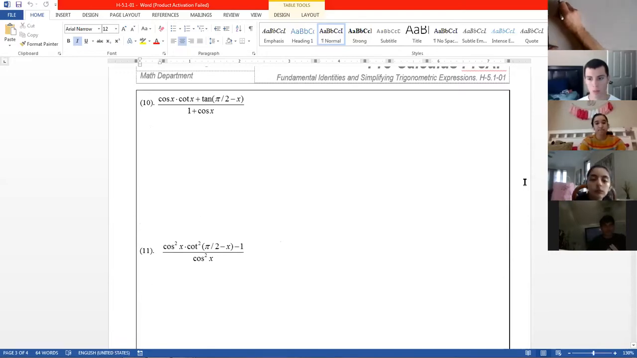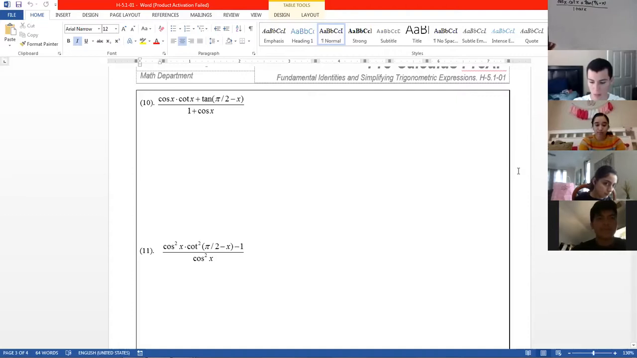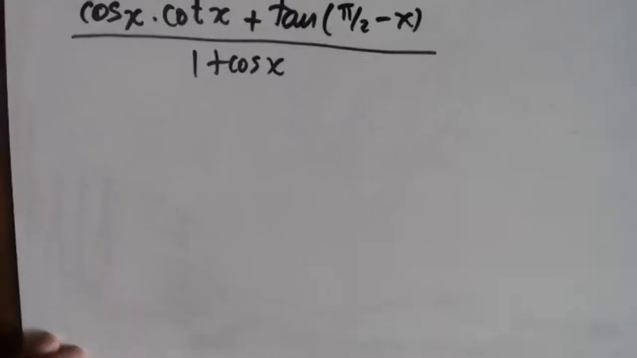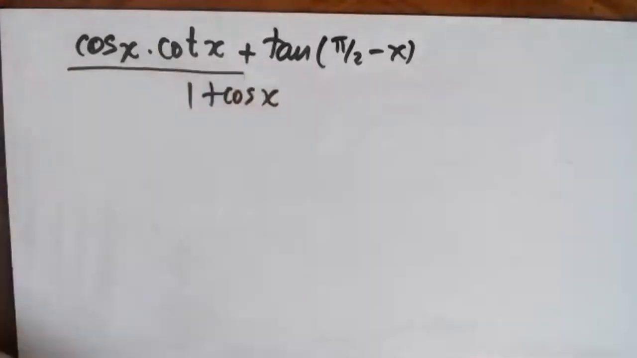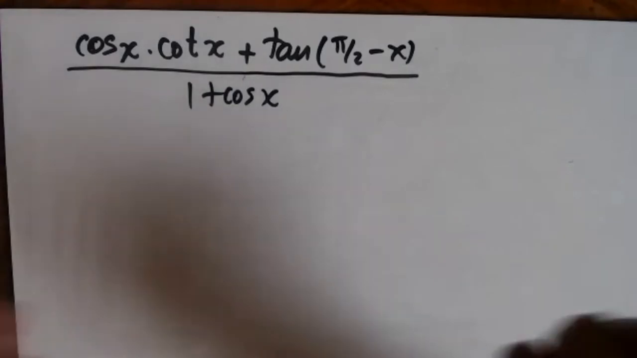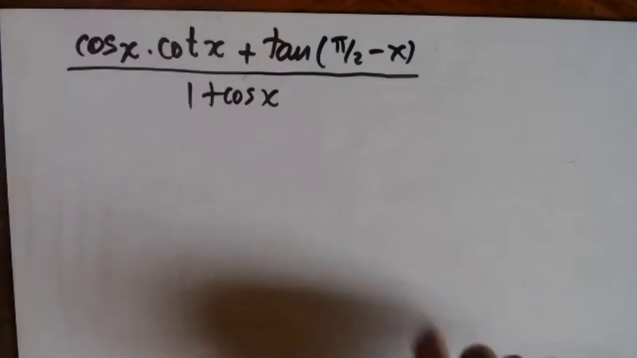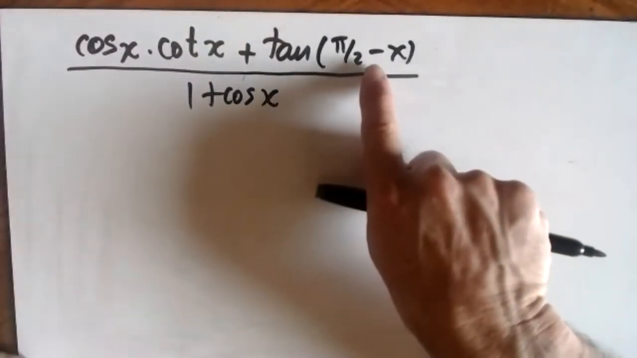Okay, I have cosine x, cotangent x, plus tangent of pi over 2 minus x over 1 plus cosine x. We're going to see that all these are pretty simple, okay? Okay, here is my expression. I have to simplify. Yes, looks terrible, scary, but it's not like that. Okay, let's see. These are normal functions, so I'm not going to touch them now. This is the abnormal one.